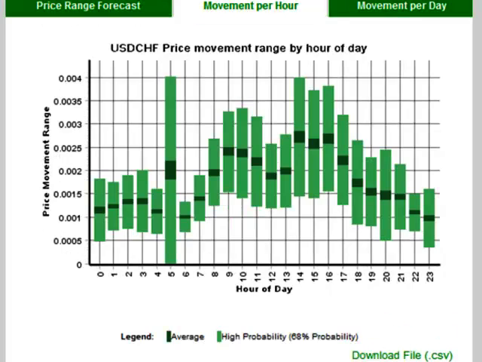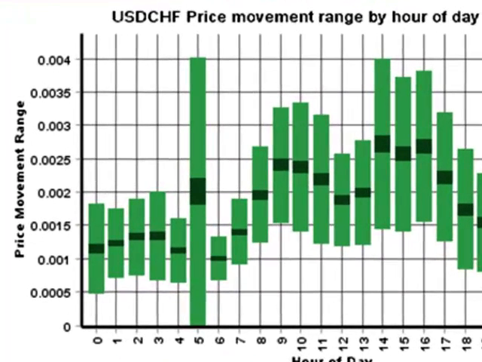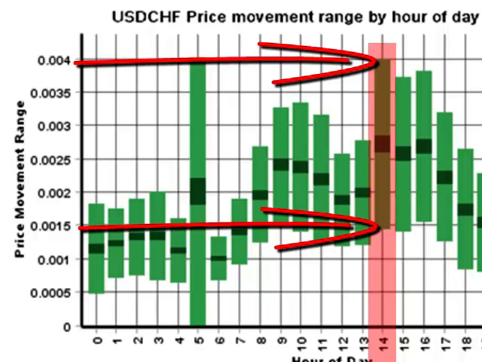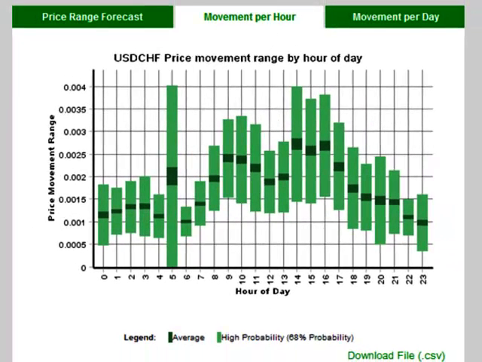The next tab gives you a breakdown of price movement per hour. Unlike the price range forecast, this is not relevant to a specific time, but it looks at all hours of the typical trading day. Again, the green bars represent an average with a single standard deviation on either side of the mean. So here you are looking at an area of 68% probability as well. So at 2 p.m. my time, I can expect a 15 to 40 pip movement with a likelihood of about 7 out of 10.